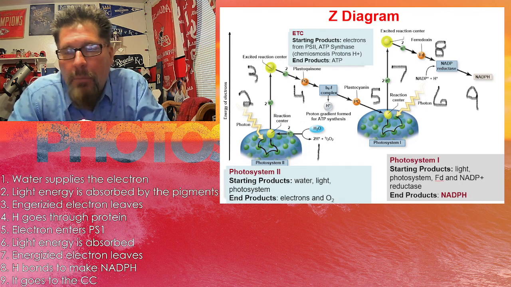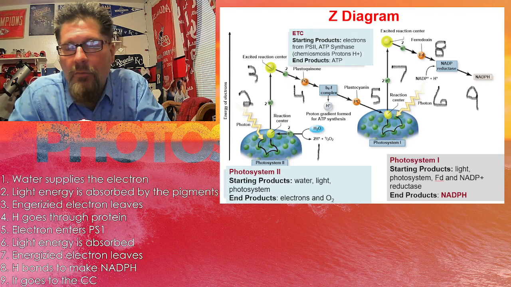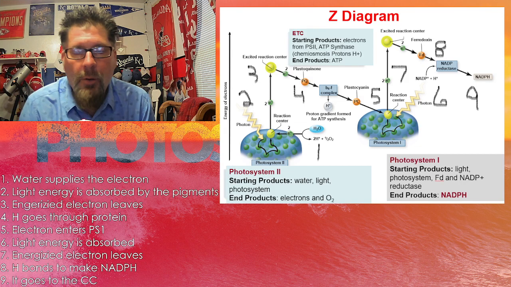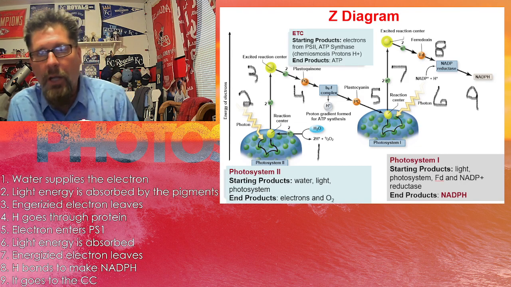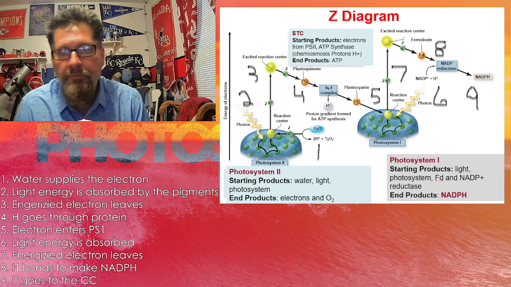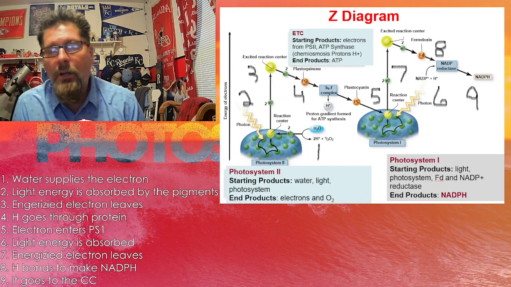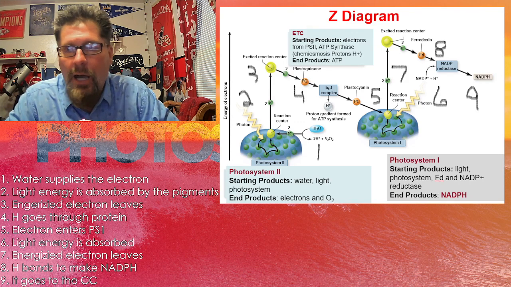Then at part 5, the electron then enters the reaction center of photosystem 1. And again, step 6, just like step 2, the photon, the light energy, is absorbed by the pigments, chlorophyll A, chlorophyll B, beta-carotene. And then 7, just like 3, once the electron in the reaction center has enough energy, it jettisons itself out.